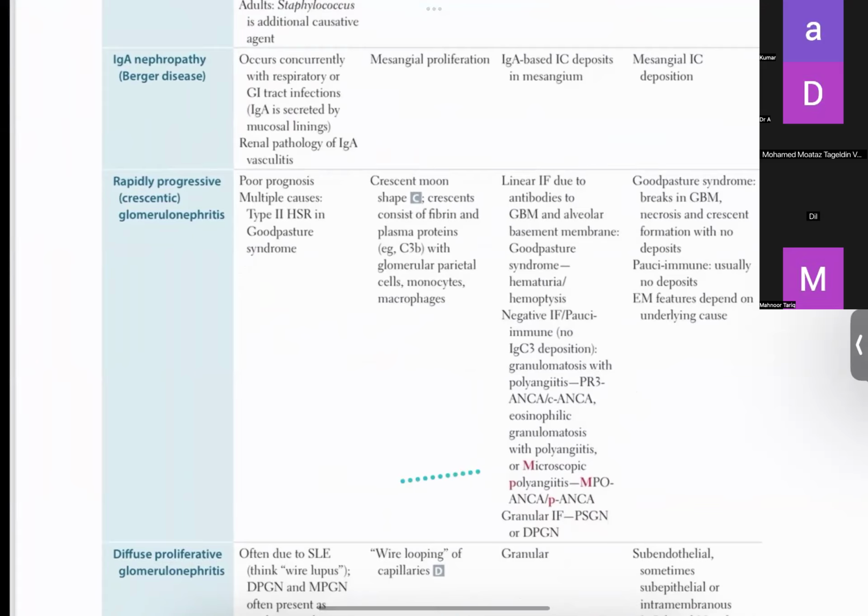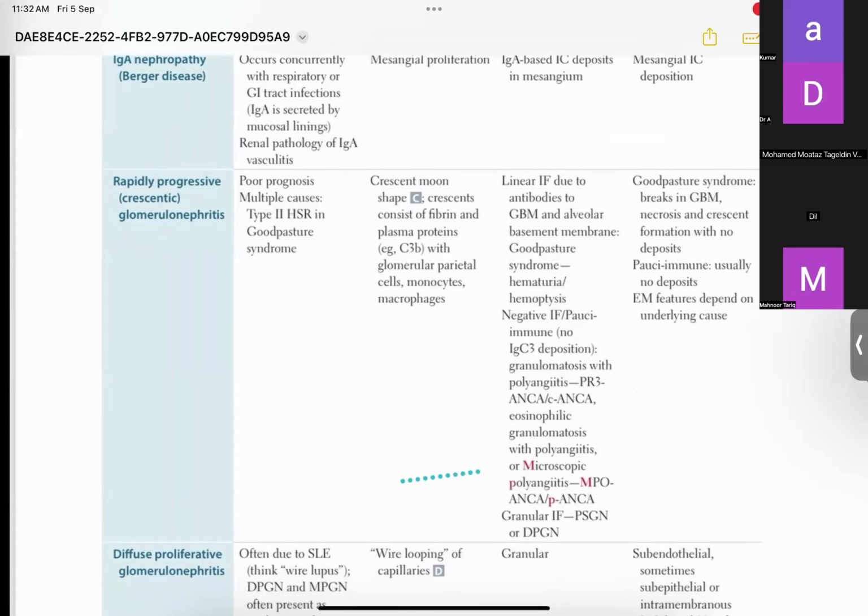Rapidly progressive glomerulonephritis. I have told you how to remember this. Because of the crescent formation, we have a very much decreased GFR, and it rapidly goes to end stage renal disease. That's because of this simple concept: rapidly progressive is crescentic. Got this? I will show you the crescent picture and you will understand how the GFR is decreased.